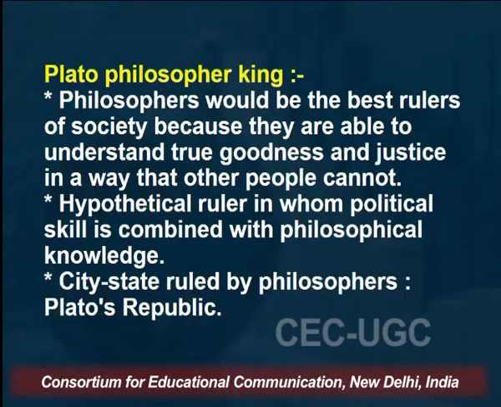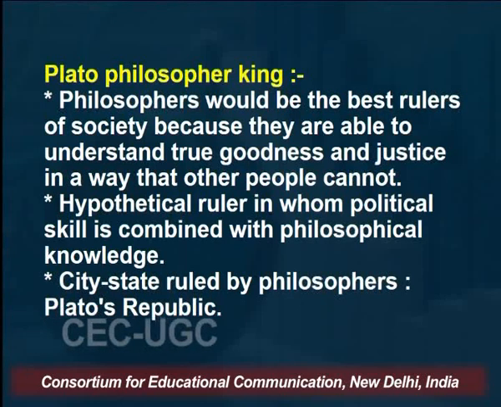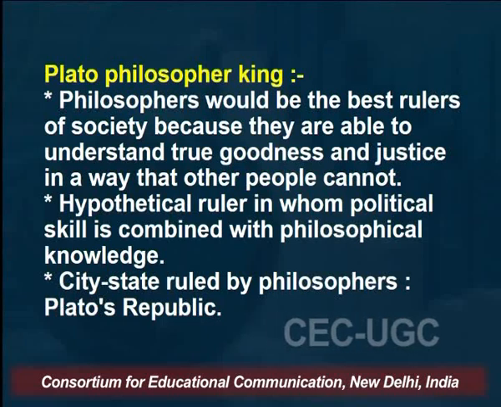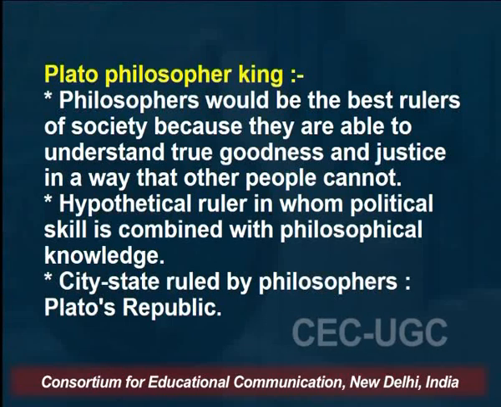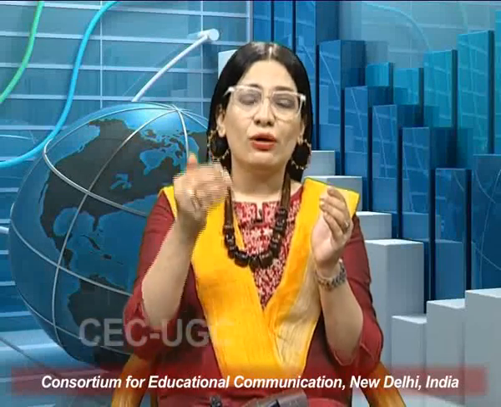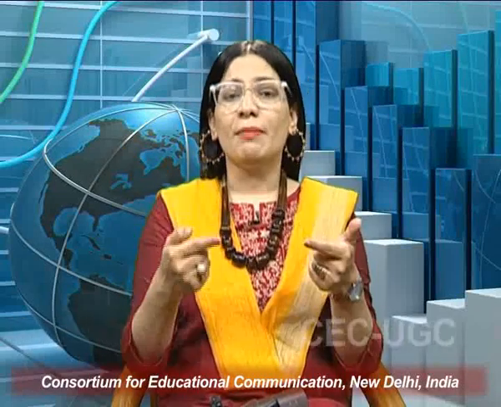Now we all know that the idea of government apparatus has been looked upon through philosophical theorization also. An example here, Plato's philosopher king, wherein philosophers would be the best rulers of society because they are able to understand true goodness and justice in a way that other people cannot. Further, the philosopher king was a hypothetical ruler in whom political skill is combined with philosophical knowledge. Therefore, the city-state ruled by philosophers in Plato's Republic is a very important concept to deliberate on when we look at the ethical theorization of government in ancient times.